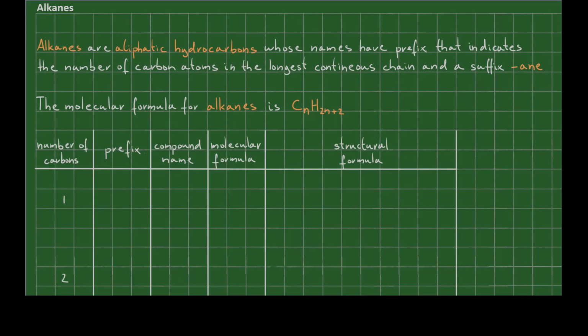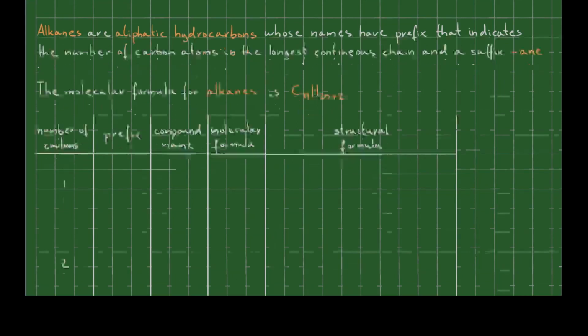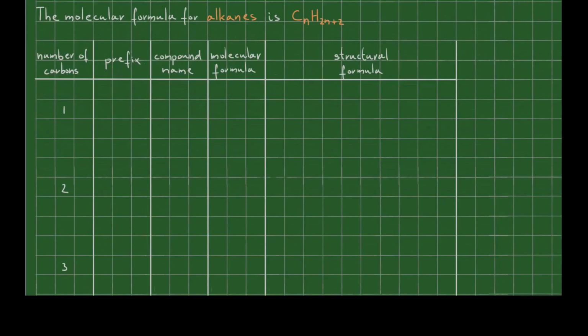Alright, here is my table. Let me scroll down a bit. If my hydrocarbon happens to have only one carbon atom, then the prefix is going to be meth, and the name of the compound will be methane. The molecular formula for methane is CH4. This follows the general formula for alkanes. I have one carbon, therefore 2 times 1 is 2, plus 2 is 4.